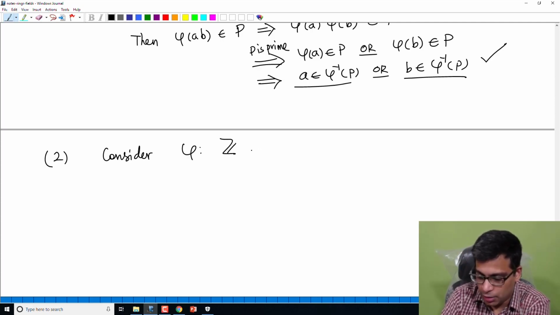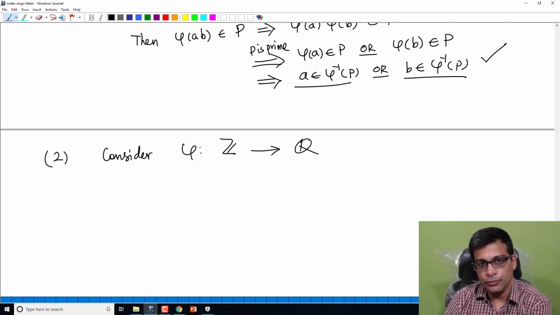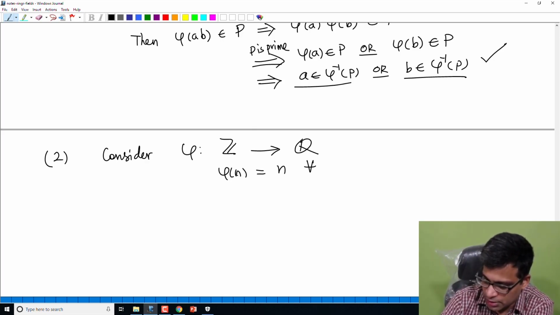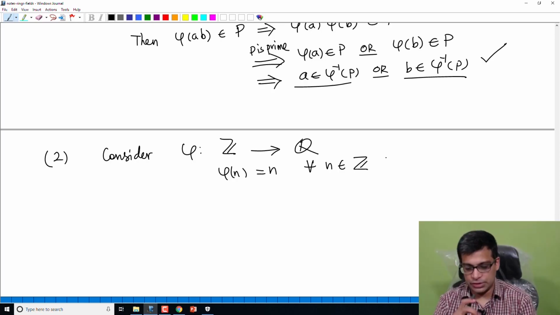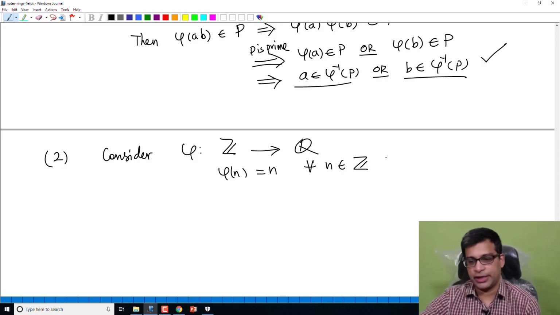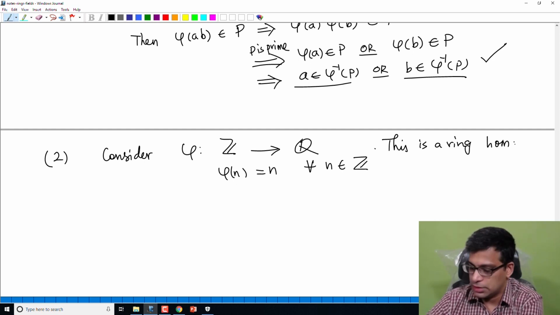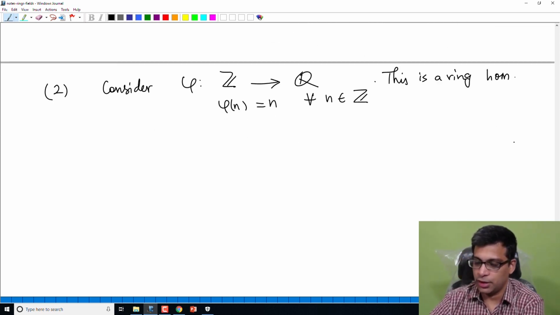phi from Z to Q. So this is just the inclusion map. Phi of N is N for all N in Z. So this is just Z sitting inside Q. Take an integer and send it to itself. This is a ring homomorphism, of course. Z and Q are rings, and this is certainly a ring homomorphism.